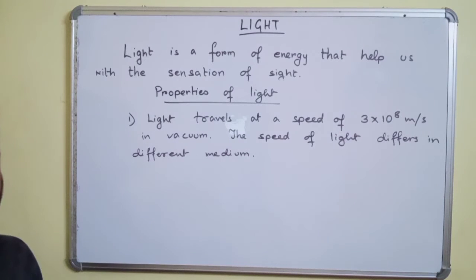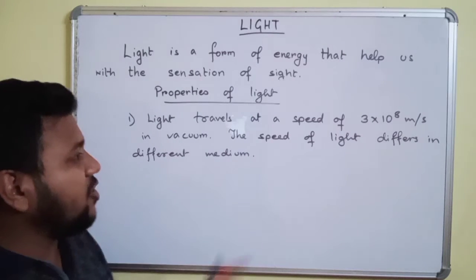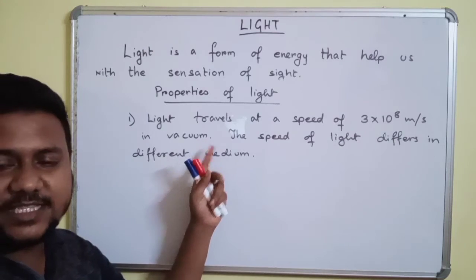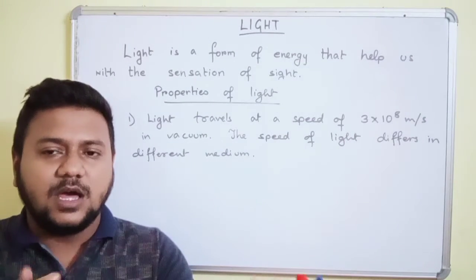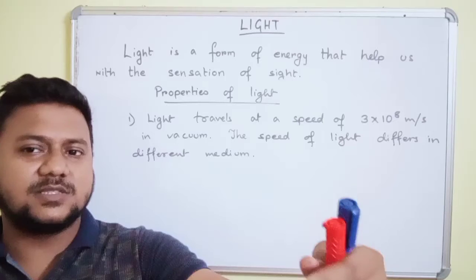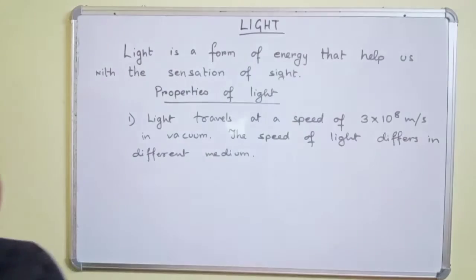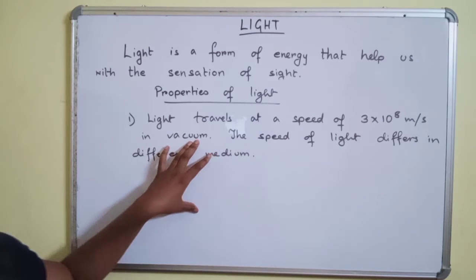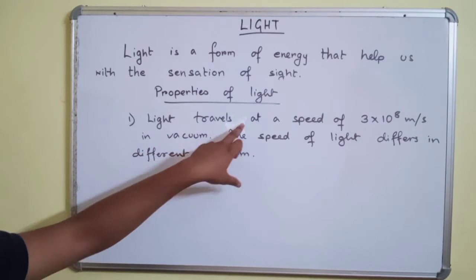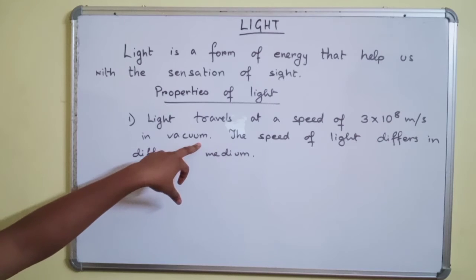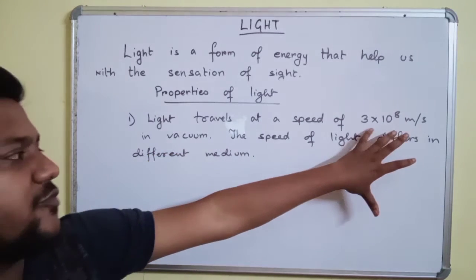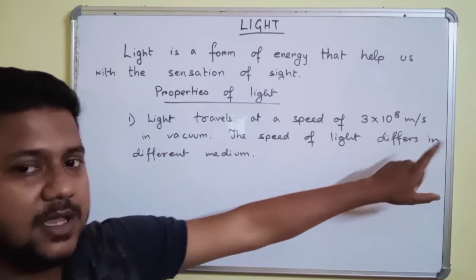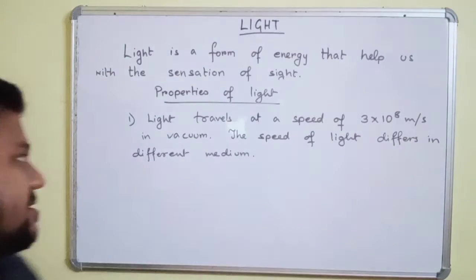So what is the first property that we have learned? The speed of light in vacuum, that is the space between the earth's atmosphere and the sun. Okay, there is an empty space which is called vacuum, the absence of atmosphere. So the speed of light in the vacuum, when it travels from the sun to the earth, has a speed of 3 into 10 to the power 8 meters per second.